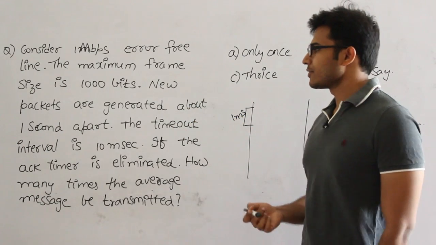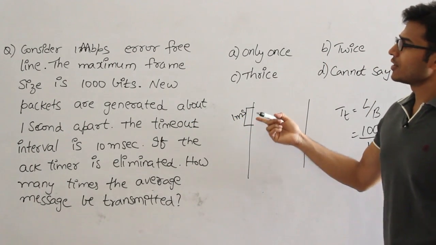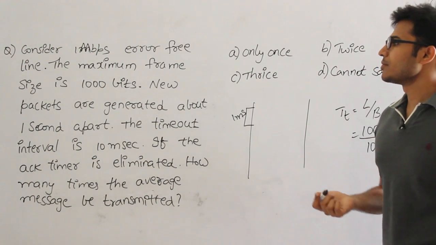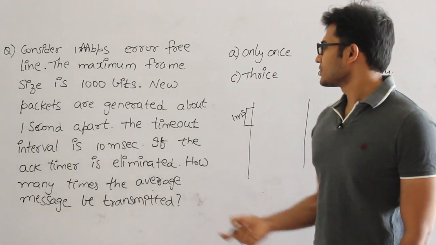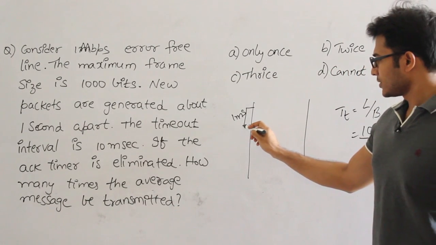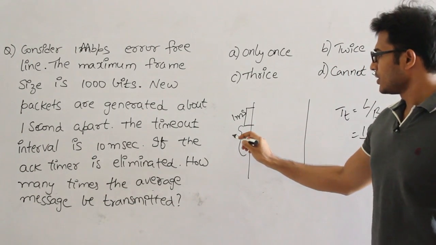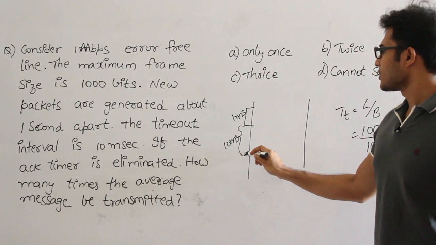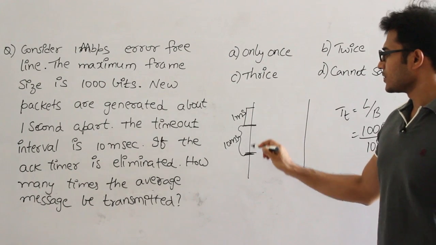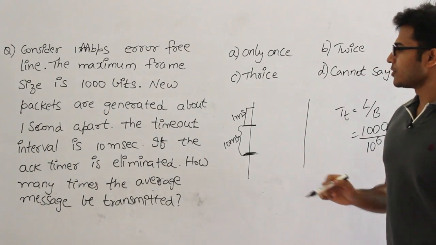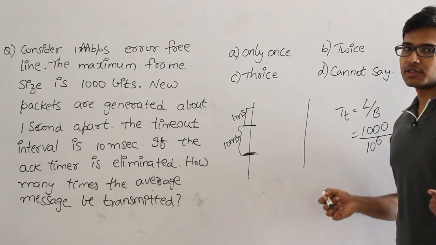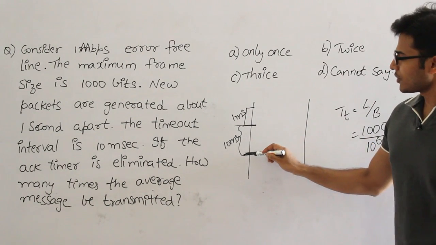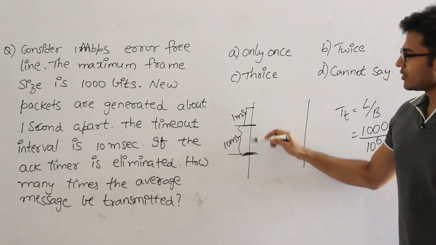New packets are generated every 1 second, which means after 1000 milliseconds, 1 second is nothing but 1000 milliseconds, the next packet will be transmitted. Timeout interval is 10 milliseconds, which means after sending this, the timeout is set to be 10 milliseconds. Always remember, timeout will be set after transmitting the packet, which means after transmitting the last bit of the packet, the timeout timer will start. So from here to here is the timeout.